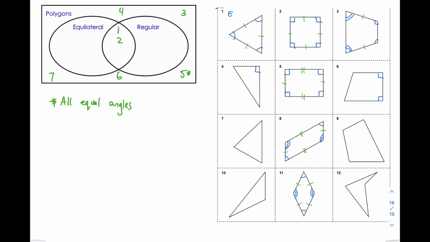Number 8, let's look at it carefully. No, it doesn't have all equal angles, doesn't have all equal sides, so it has to go on the outside. Same thing with number 9. Same thing with 10. Now 11 has all equal sides, so it's equilateral, goes in here, but it's not regular because all 4 angles are not the same. Okay, and number 12 will go on the outside.